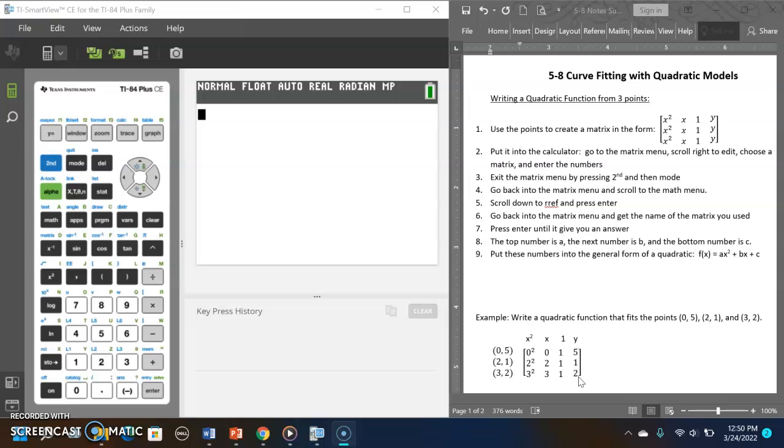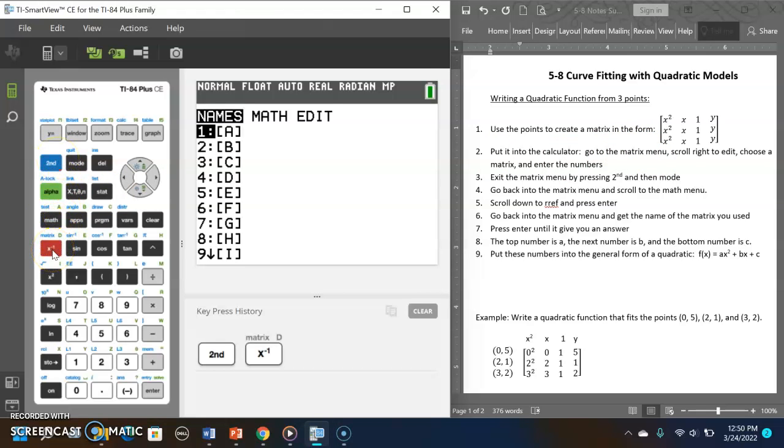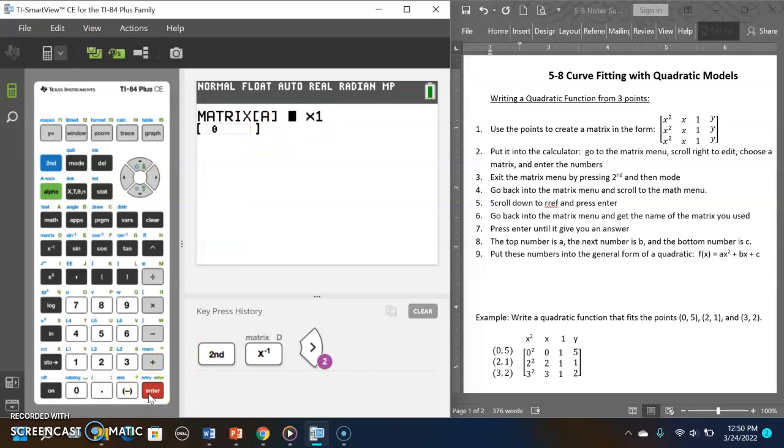Now to solve this matrix for the coefficients that belong in your general quadratic form, we're going to put it into a calculator. So I'm going to go to the matrix menu. So that's second and x negative 1. Okay, I scroll right to edit. I choose a matrix. I'm going to use matrix A. Okay, and I enter the numbers. Now this is a 3 by 4 matrix.